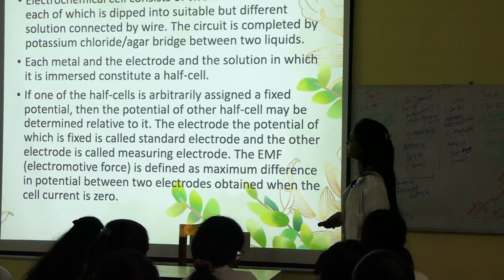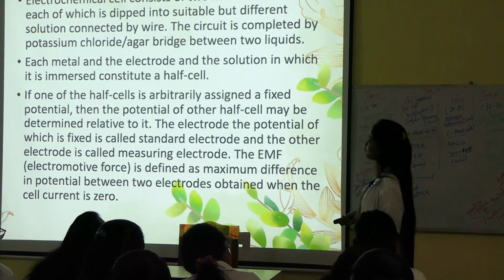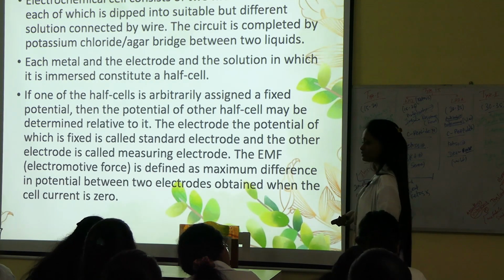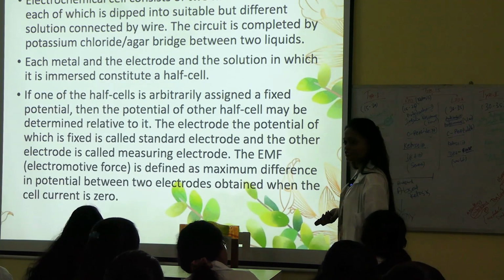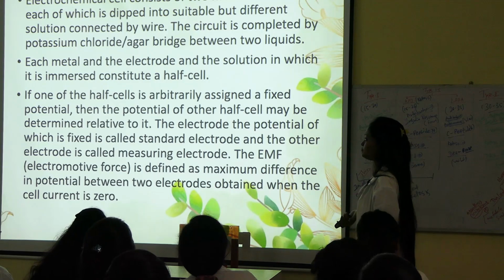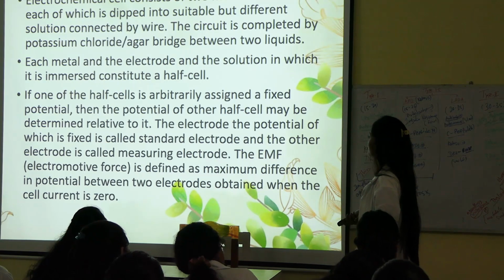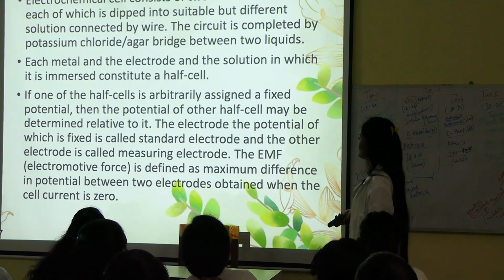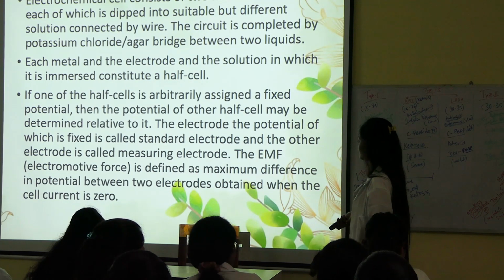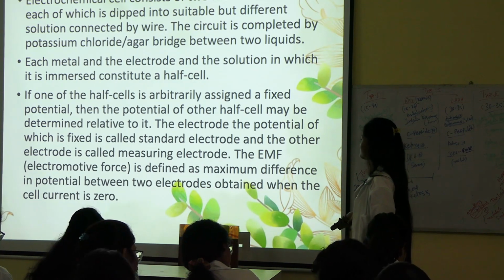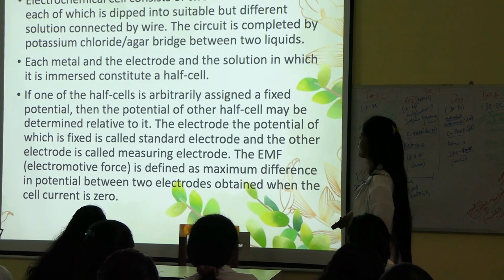So if one of the half cells is arbitrarily assigned a fixed potential, then the potential of other half cell may be determined relative to it. The electrode, the potential of which is fixed, is called standard electrode and the other electrode is called measuring electrode. The electromotive force EMF is defined as maximum difference in potential between two electrodes obtained when the cell current is 0.